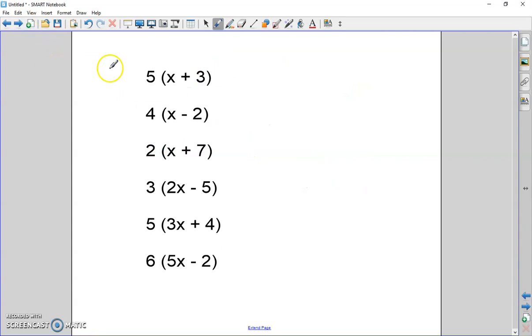So if we look at a few examples then. 5 times x, that's easy, 5x. No times sign in algebra, remember. 5 times 3, 15. 5x plus 15. 4 times x. Again, there's no times sign in algebra, so 4 times x is just 4x. 4 times minus 2, we've just done one like this: minus 2, minus 4, minus 6, minus 8. Now these are your answers.